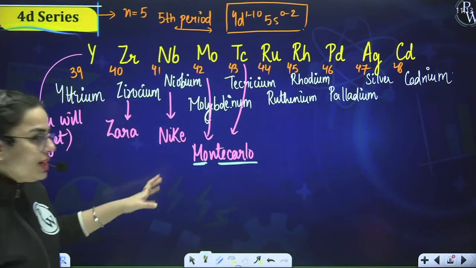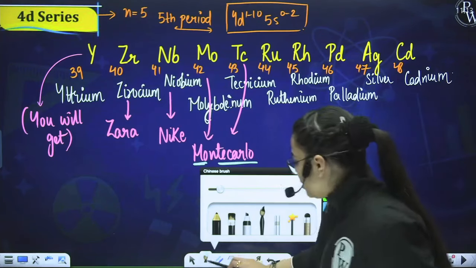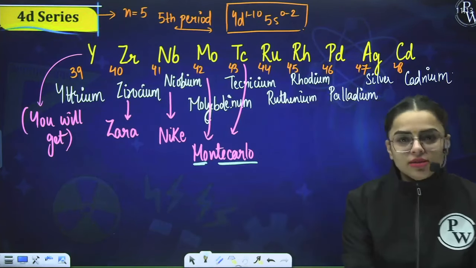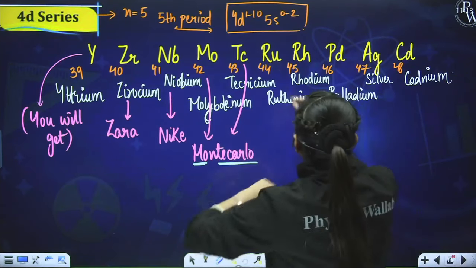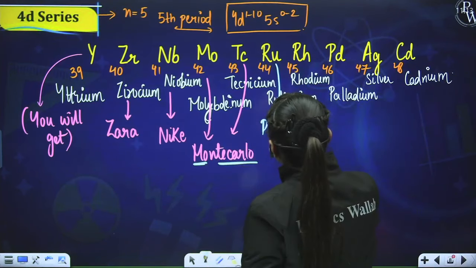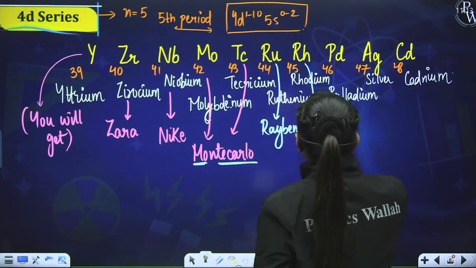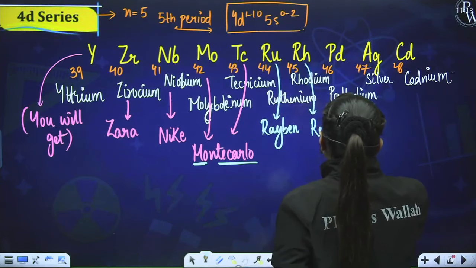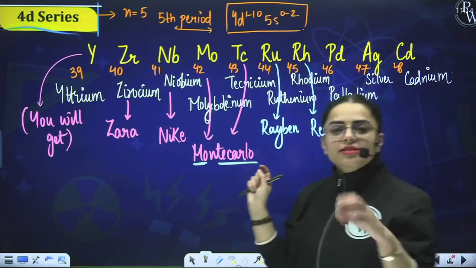Okay. So Monte Carlo. After that, I have two brands. You can put them anywhere if you want. One is Ray-Ban, another one is Reebok. From RU, I have taken Ray-Ban, and from RH, I have taken Reebok. Yes. Now then you have PD, AG, and CD at last.